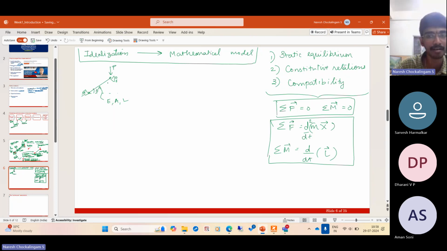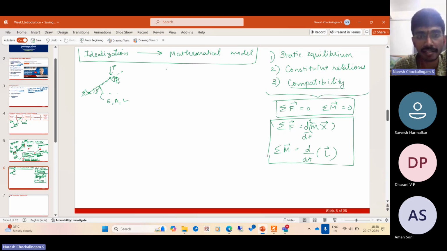Now that is one thing, right? The other thing is compatibility. Here, compatibility is not a big issue. Compatibility means the structure stays intact. You don't have mismatches. Suppose this bar extends by some amount. It should not violate this condition of roller support here. So that is one compatibility for this. And constitutive relation, we'll come to it, right?